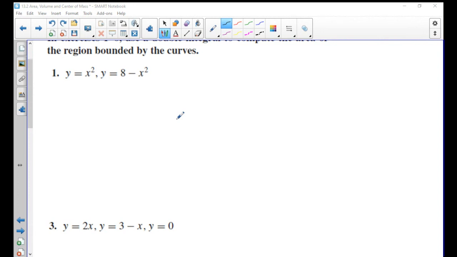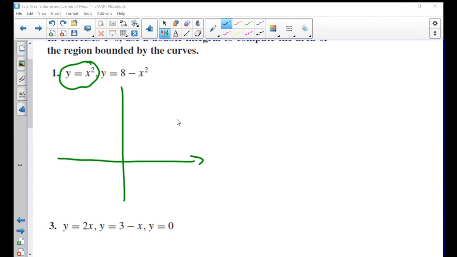This is not in test 2, but very similar things will be in test 1, so you need to know this. Yeah, because the region areas are also in the 13.1. 13.1 is in the test. So here you have the region bounded by y equal x squared.